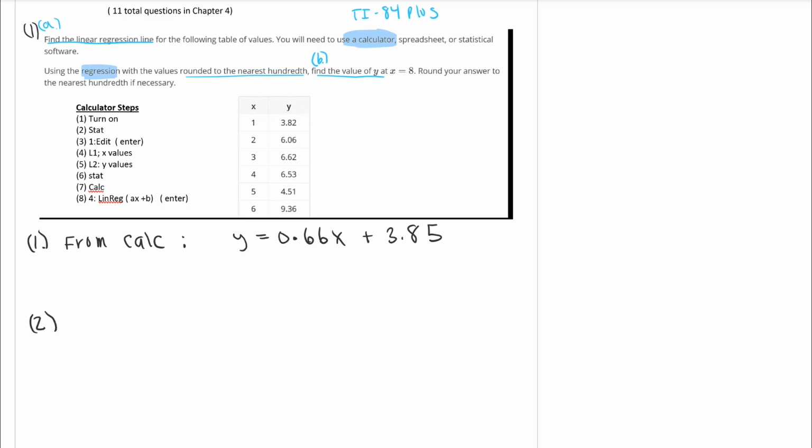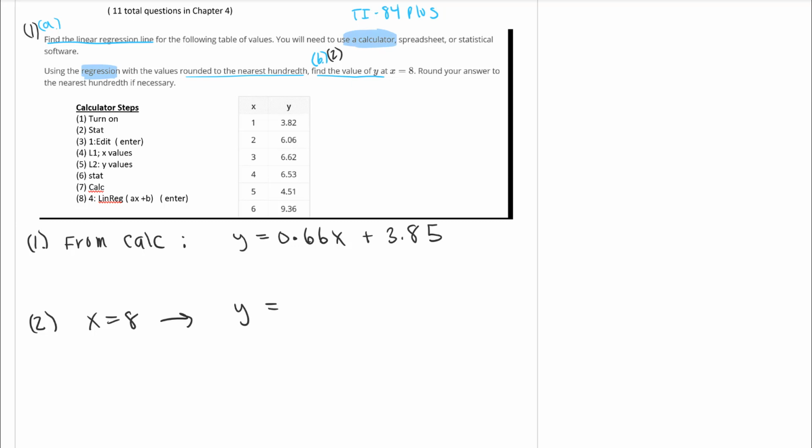Now for my part 2, or if you wanted to call it your part B, that's fine. Remember, I said to specifically find the value of y when x is equal to 8. So what happens when x is equal to 8? I'm going to go ahead and plug that into my equation.